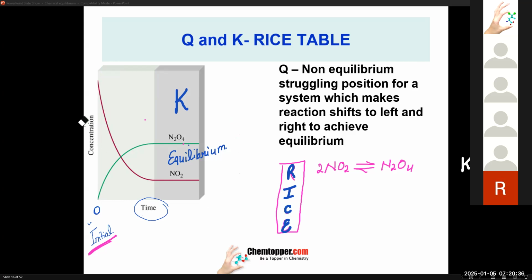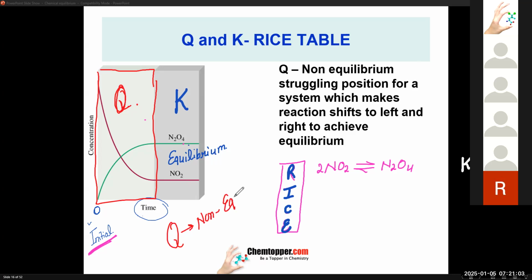But what is this part then? Starting from here up to here. What is it? Q. Yes, Sanjeev. Good. What is Q, children? Q is non-equilibrium. It is the struggling position. You can see it's written here. Q is non-equilibrium. It is the struggling position for the system. The system is struggling here to become stable.